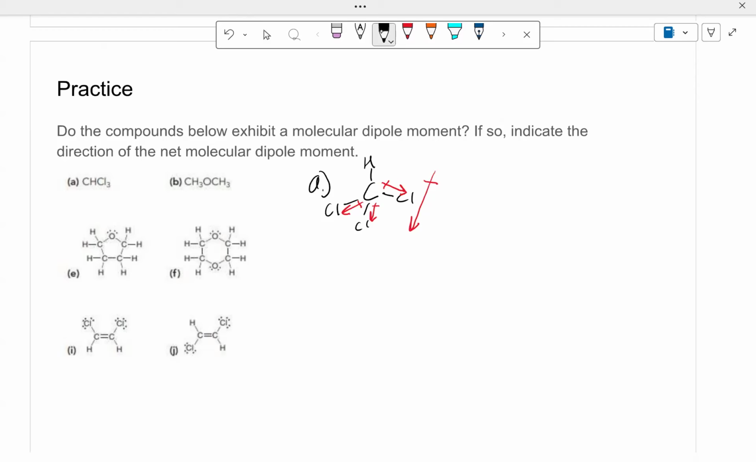Now, let's take a look at B. It's kind of deceptive the way it's drawn. If you just decide to do B like this and not consider three-dimensionality, you look at that and say, oh, well, there's this and then there's this. So those cancel each other out. Okay, you can't look at it like that. Remember that oxygen in the middle there is sp3 hybridized. We're going to draw it in that manner.